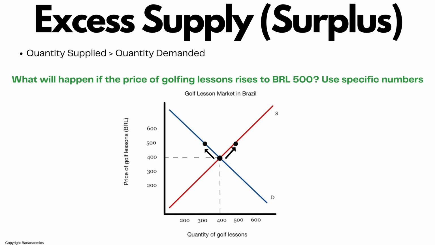If the price were to rise to 500, then the quantity supplied would increase to 500 golf lessons, and the quantity demanded would decrease to 300 golf lessons, resulting in a surplus of 200 golf lessons.